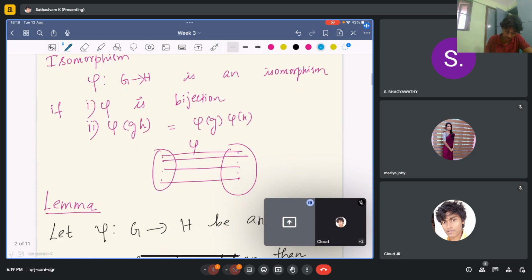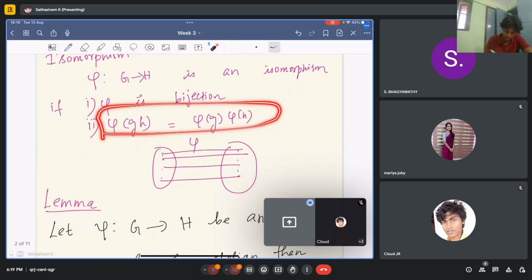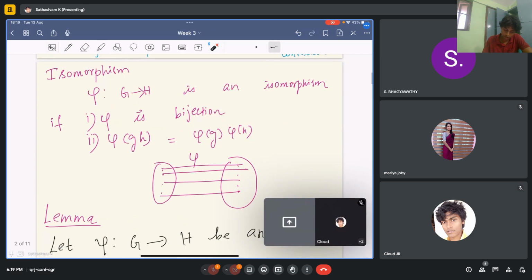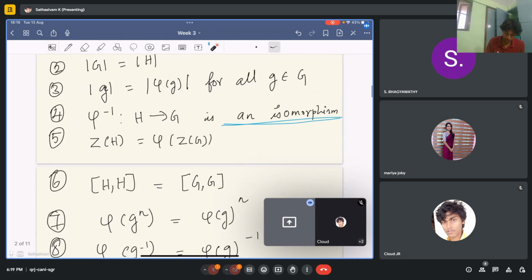But in our case, if you look, this property is satisfied. For a group, this property is satisfied, but the inverse also satisfies this property. Okay, so this is one of the remarks that I just want to make.